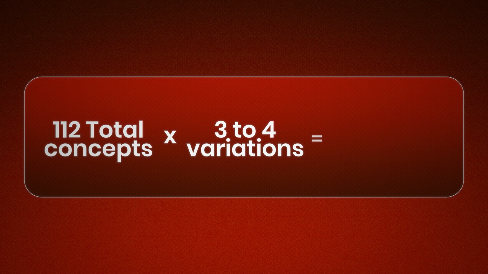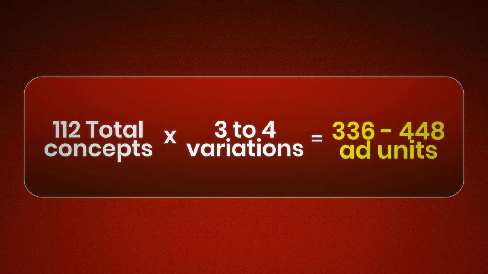In our system, a concept is one idea, essentially one pitch or one script. Now, a variation is a different execution of that same concept using different talent, opener, and cuts. Now, we run 3 to 4 variations per concept inside testing. So 112 concepts means somewhere between 336 and 448 actual ad units to produce that month. That's the volume your system has to support. The whole testing system only works if you're feeding it the volume the formula tells you to.